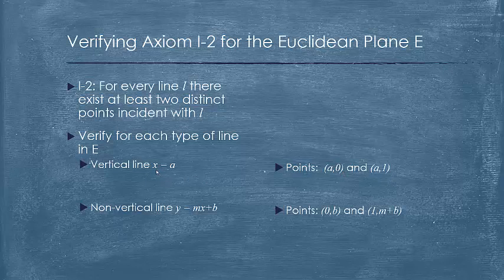So for example, on the vertical line x equals a, we could consider the points (a, 0) and (a, 1), and for the non-vertical lines of the form y equals mx plus b, we can consider the points (0, b) and (1, m plus b). Let's check that this works using GeoGebra.